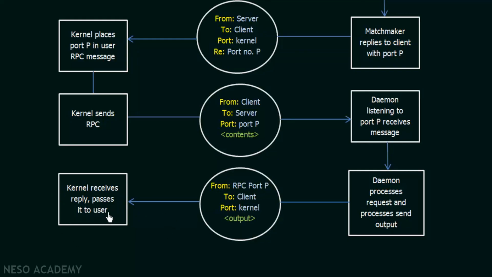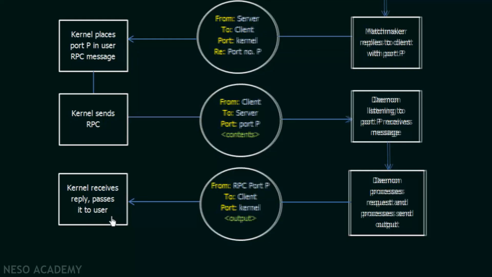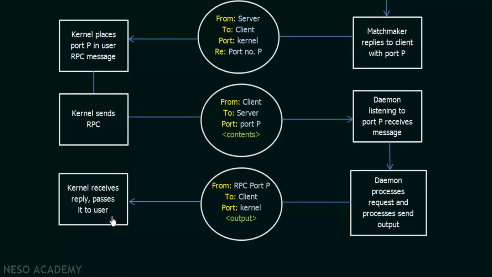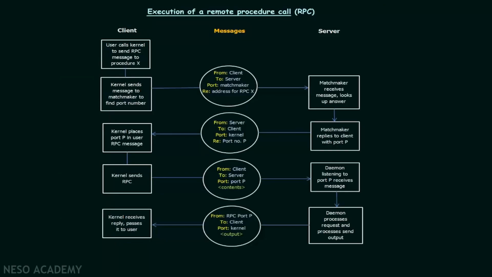The kernel on the client side receives the reply, which is the output, and passes it to the user. So the user has got the output of the procedure that he has called. That is how the execution of an entire RPC takes place. With this, I hope the concept of RPC is clear to you, and that you understood how RPC works, how the issues are resolved, and how the execution of an RPC takes place as a whole.